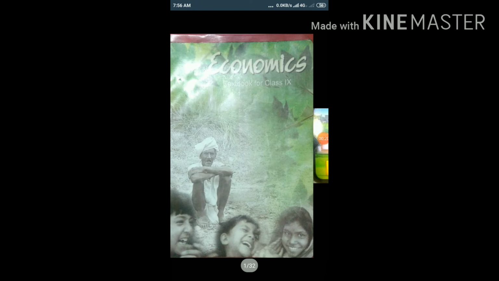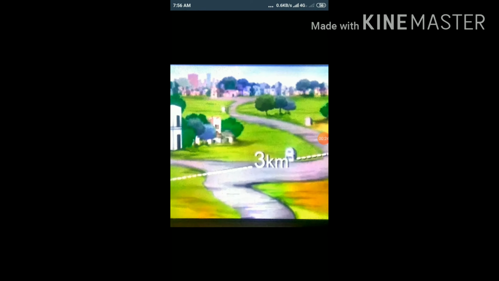Okay, students, let's start our first chapter of 9th class, the economics chapter. The name of our first chapter is The Story of Village Palampur. In this village, what do we have to learn? See the picture. In this picture you see Palampur village. We have to learn about this village.